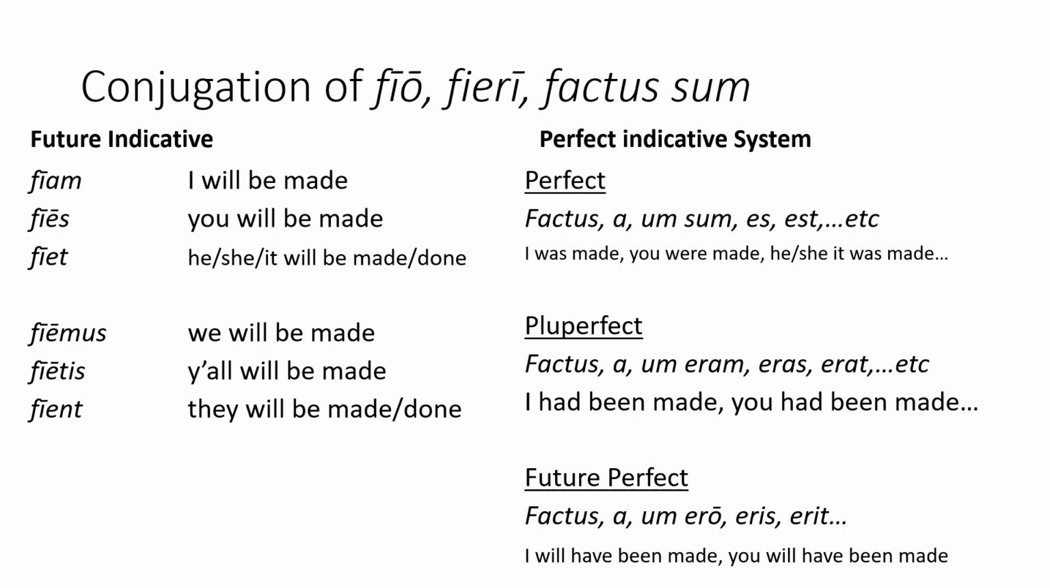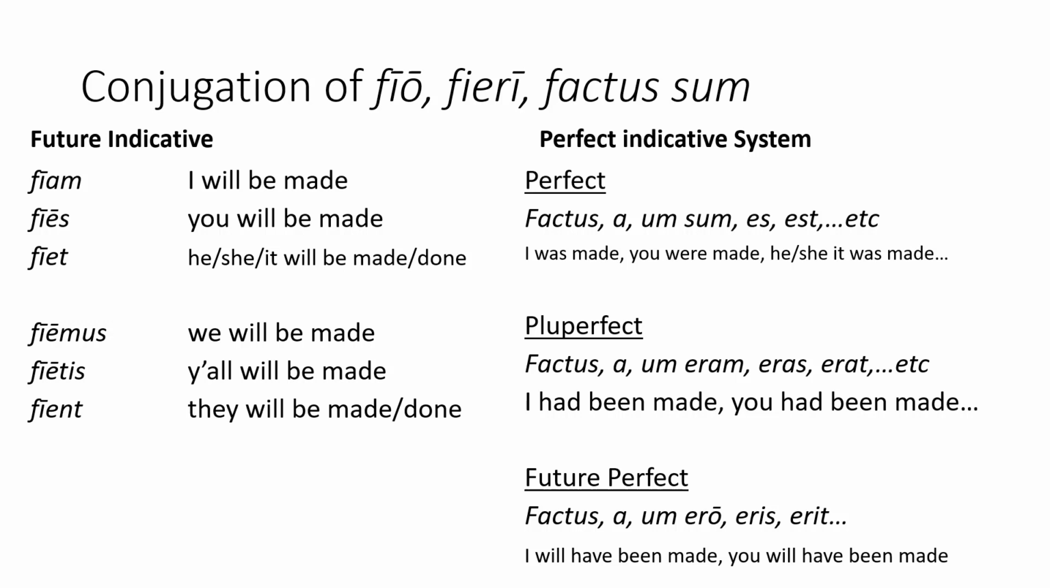Finally, we have the future indicative. It is fiam in the first person singular, fies in the second person singular, fiet in the third person singular, fiemus in the first person plural, fietis in the second person plural, and fient in the third person plural. It is translated as I will be made, you will be made, he, she, it will be made or done, we will be made, y'all will be made, and they will be made or done.